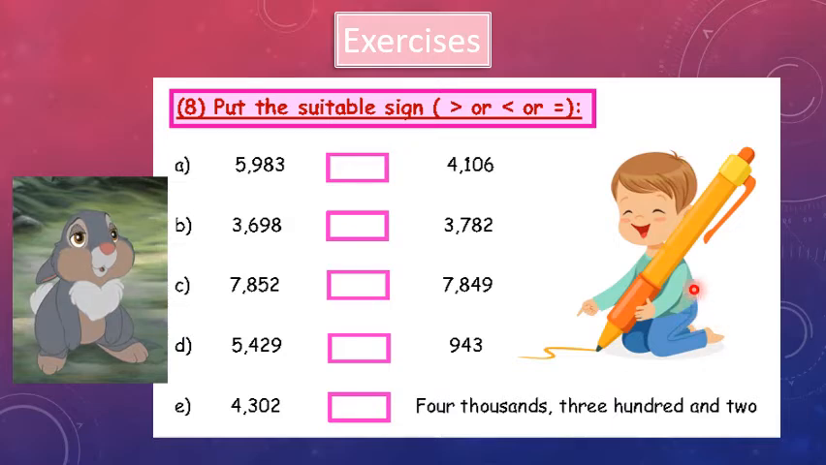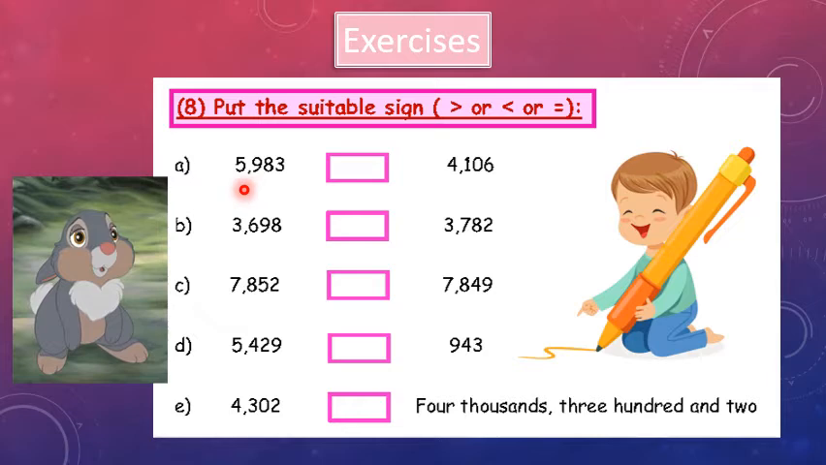Let's go to a new type of exercises. Here we have to put the suitable sign: more than, less than, or equal to. In the first rule here, we just count how many digits are in each number. The number which has the least number of digits is the smallest number, and the greatest number of digits is the greatest number. But if we have the same number of digits, what will we do? We just look at the highest place value. Which has the bigger digit will be the bigger number. Which has the smaller digit will be the smaller number.